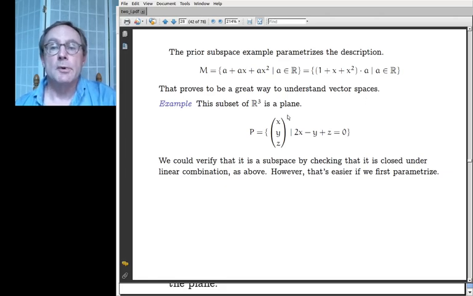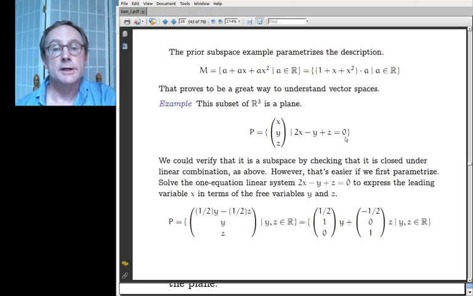Okay, and here's another example of a subspace: a plane. It's a plane through the origin. I want to illustrate that you can also understand it as parameterized, and that makes it easy to show that it's closed under linear combinations. So to parameterize the plane, I think of 2x minus y plus z equals 0 as a linear system that has only one equation. When you think of it as a linear system with only one equation, then y and z are free. So you express x in terms of y and z. There it is. Y and z are free.